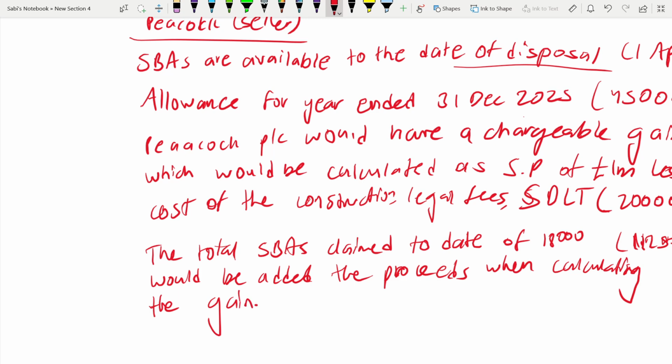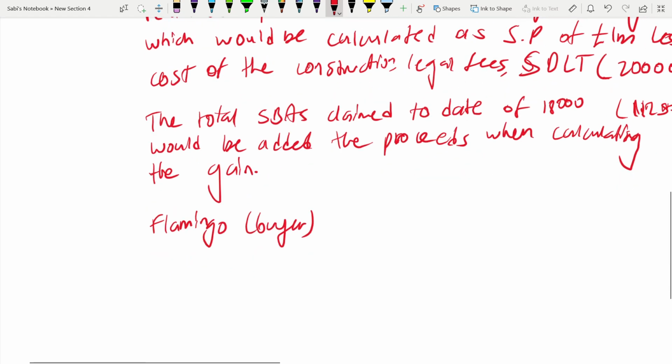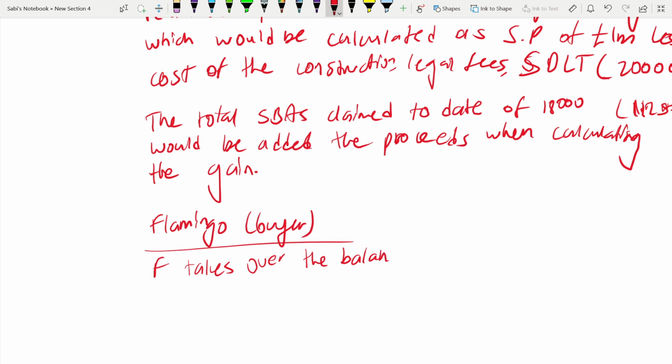That's it. Now we are moving on to the buyer, Flamingo. Flamingo is the buyer. So he will take over the balance of the qualifying expenditure, QE, for the remaining useful life, UL. Remember, the price it pays for the office is irrelevant.